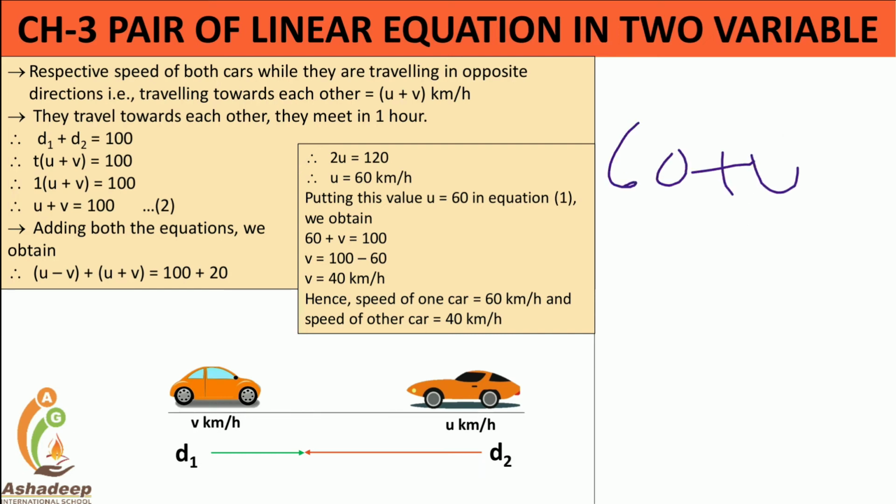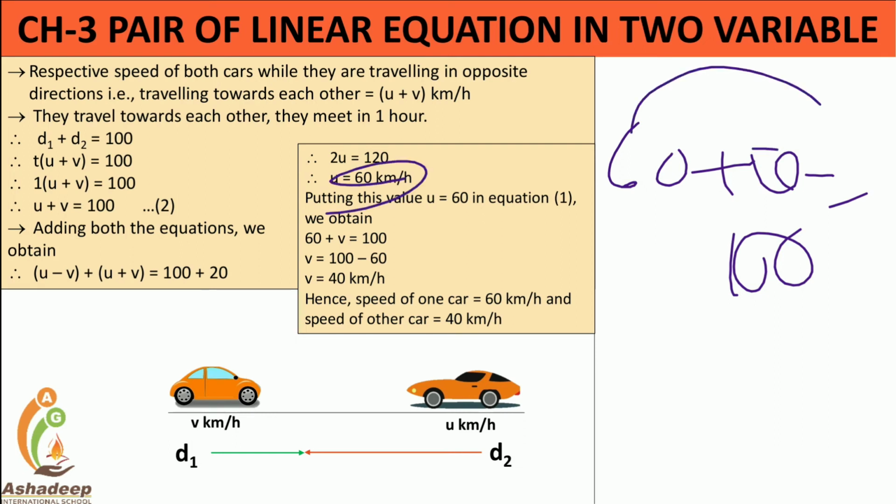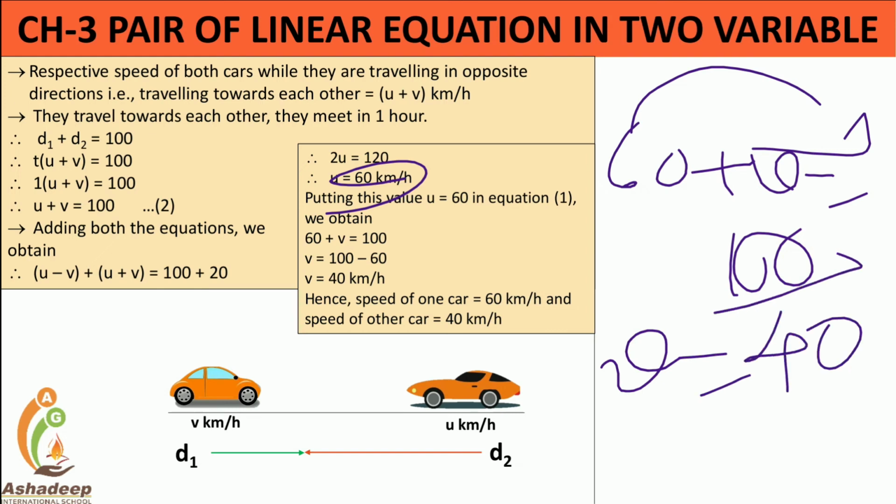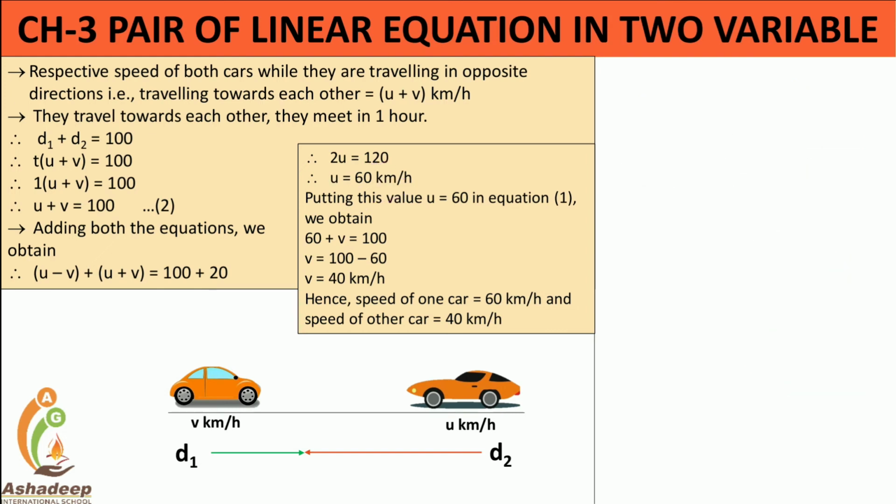60 plus v is equal to 100. Now what is the value of v? u is 60, right? 60 goes to the other side, it becomes minus. So v is equal to 40. Why? Because 100 minus 60 is 40. Now we have equation number 1, u minus v is equal to 20.